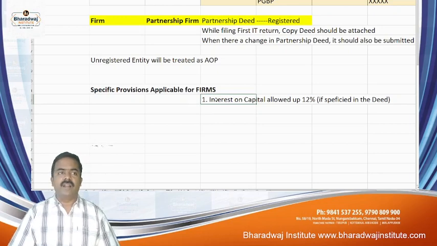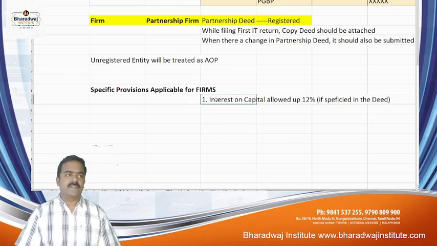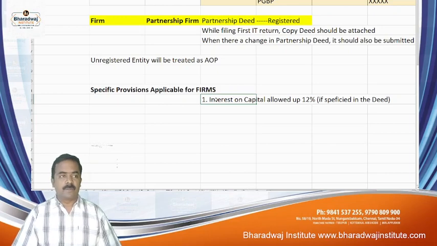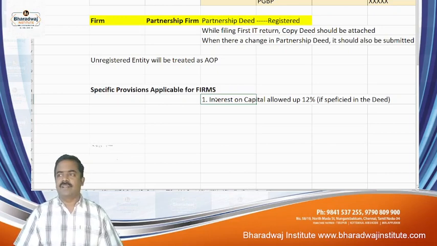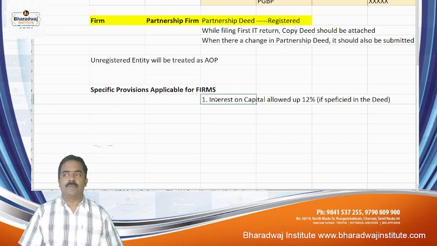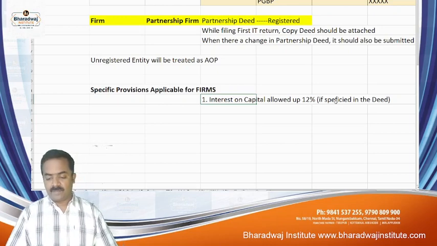Can a sole proprietor, individual, claim interest on capital as an expense? No, what you will do? It will be fully disallowed. But in case of partnership firm, it will be allowed up to how much percentage? 12%, provided if it is specified in what?